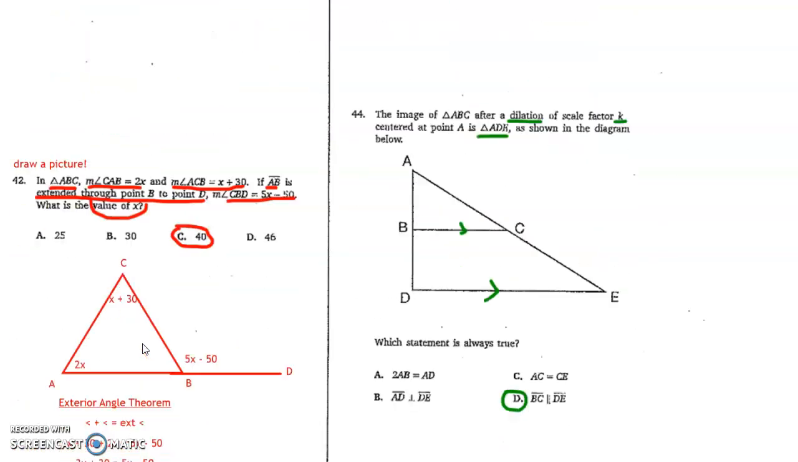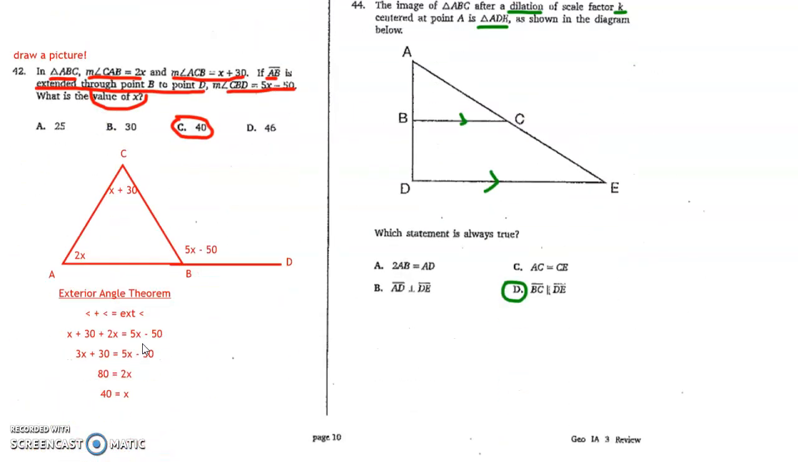For question 42, please draw a picture every single time. It gives you a bunch of nonsense without giving you a diagram. Here's a triangle, and extended through point B means I'm drawing the line a little bit further until it reaches another extra point, an external point. I put the values on the diagram, and I can see that this is a classic exterior angle theorem question. Angle plus angle on the interior, the remote angles, is equal to the exterior angle. And, well, that's just algebra.